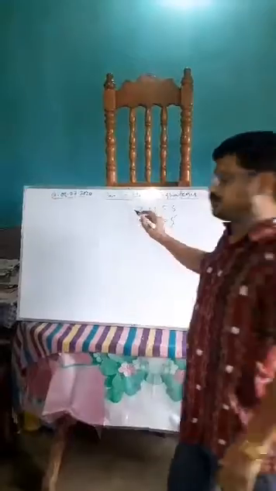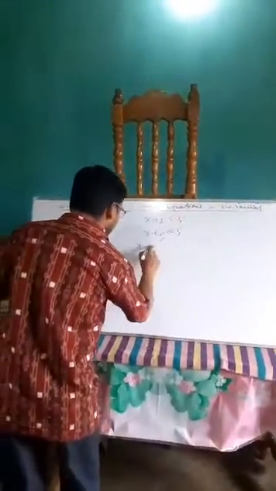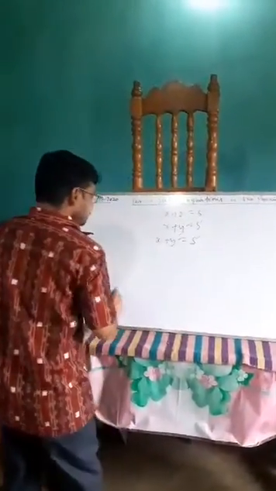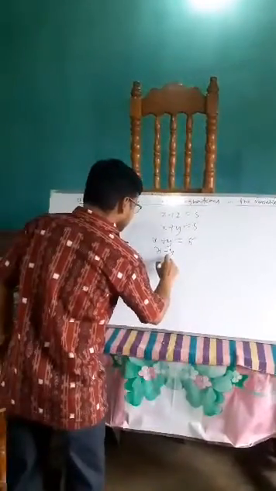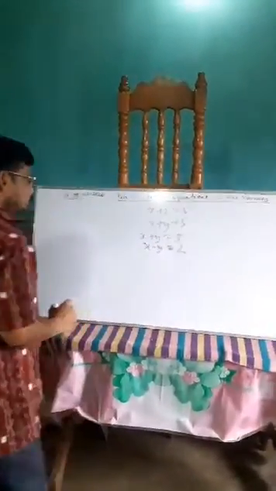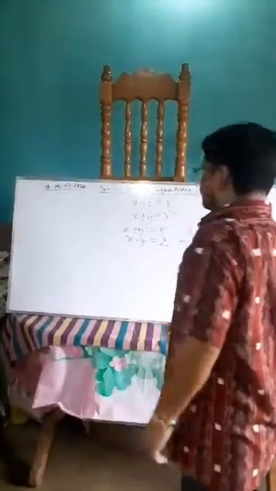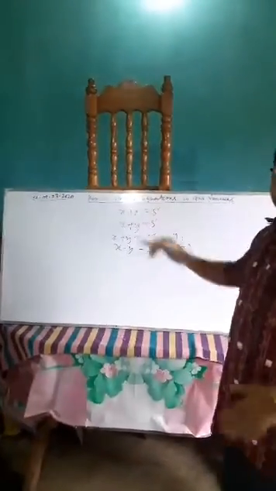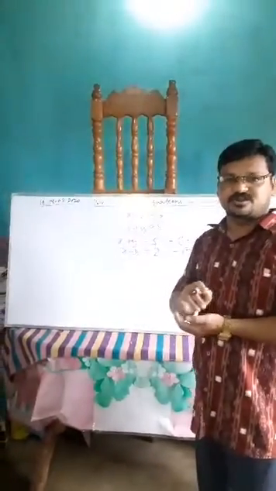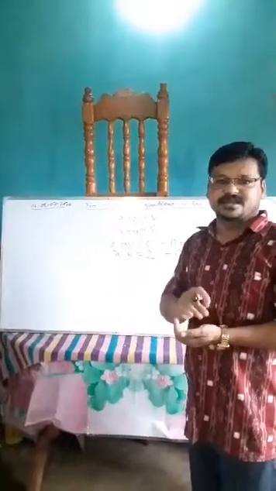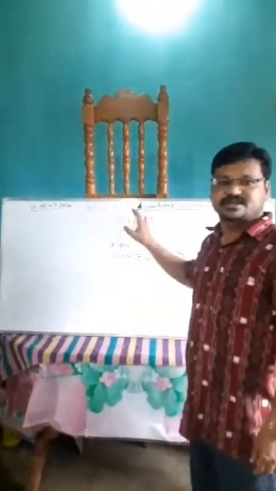Let me take one example. Suppose I take x plus y equal to 5, and another, x minus y equal to 2. So here I have written a pair of linear equations, equation 1 and equation 2. Already you know about linear polynomials and linear equations. What do you mean by linear equation?